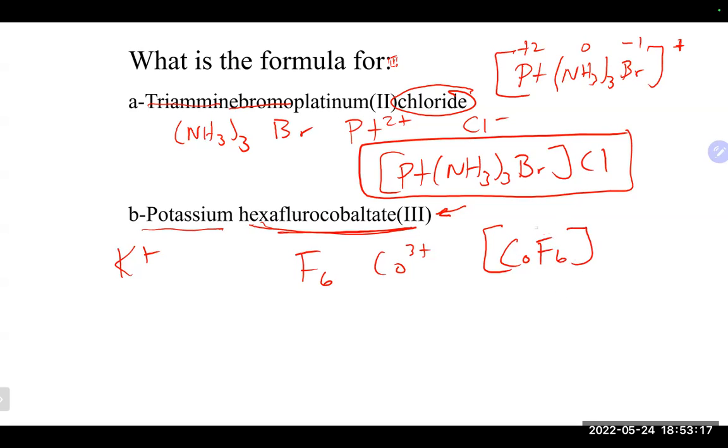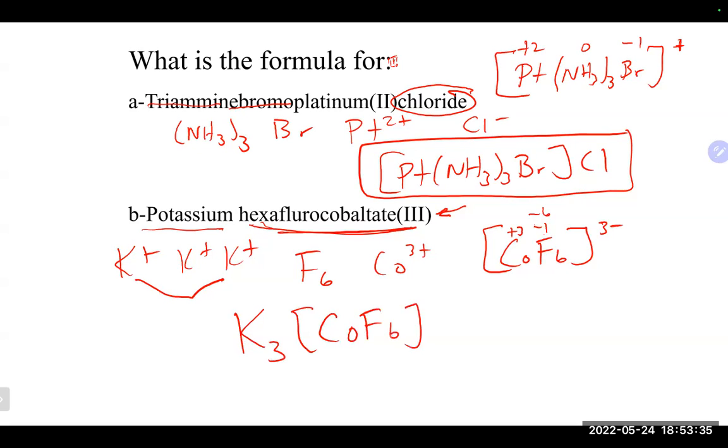That's obviously going to give us a -1, -6, and a +3, which means overall we are going with a -3 on our complex ion. That means we're going to need a few of these guys to balance it out. So we will end up with 3 of them and something that looks like that. Any questions on that?